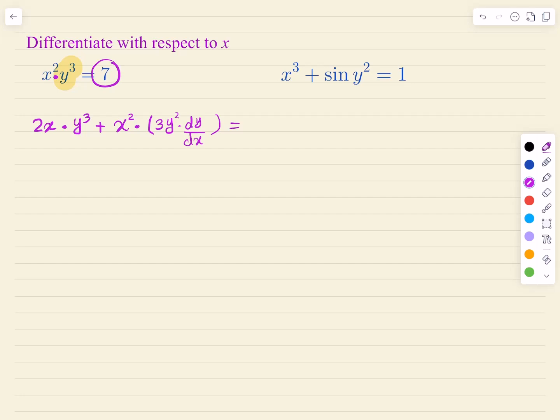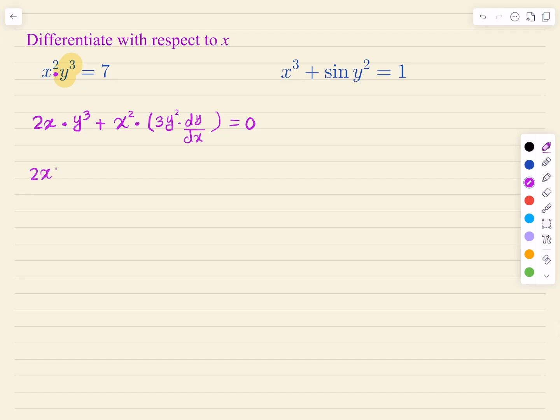The right side is a constant number, which is only 0 when you differentiate it. So this is the derivative. Now we will simplify and make dy over dx the subject. So here we can simplify. It will be 2xy cubed plus 3x squared y squared times dy over dx equals 0. Then we can move this to the other side or subtract it. So we will have dy over dx.